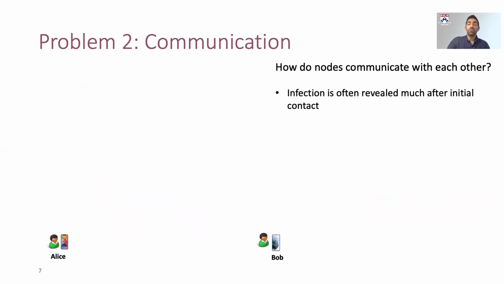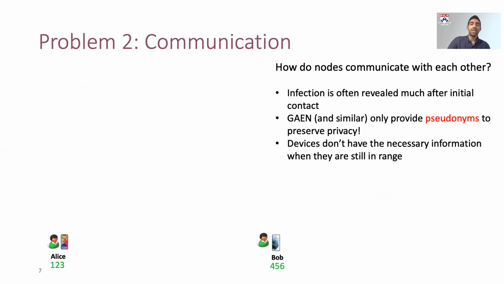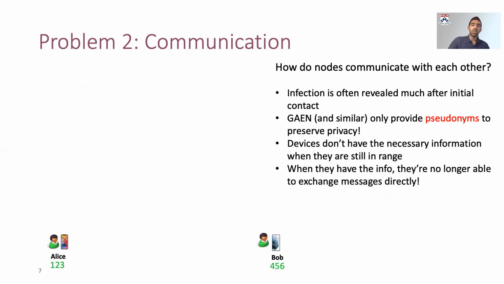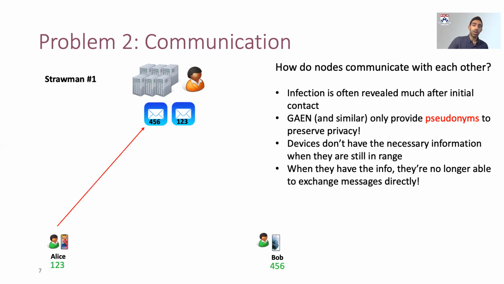Again, infection is often revealed much after initial contact, and we only have pseudonyms to work off of. So in this case, I have these pseudonyms here. The devices aren't going to have the necessary information when they're in actual range at the time. So say that Alice wants to send a message X to Bob. One naive solution we could do is route through the central aggregator. They could maintain mailboxes for each individual. So Alice might send up this X to the mailbox, and then Bob would just go and retrieve the message.